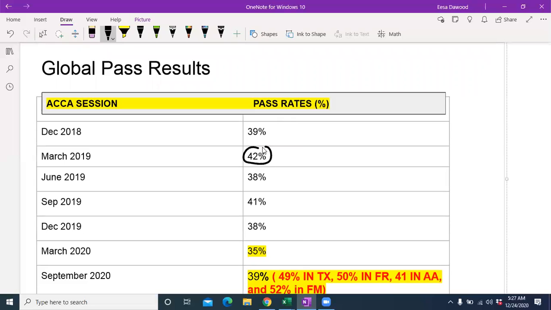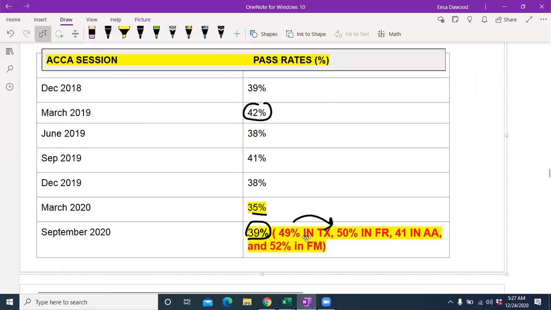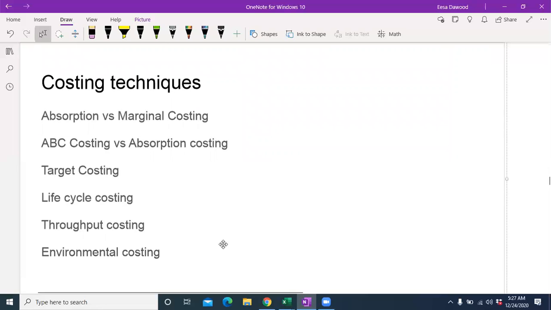So see, compared to the last session, the maximum went up to 42, right? In March it was 35%, September 2020 it was 39%, right? However, if you can see the pass rates for other applied skills papers, it's 49% in tax, 50% in FR, 41% in AA, and 52% in FM. So it is considered to be the hardest of all the applied skills papers with the lowest pass rates, right? So you need to study very hard.